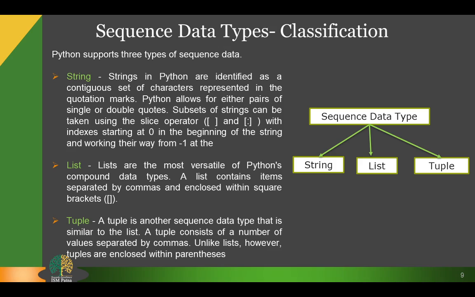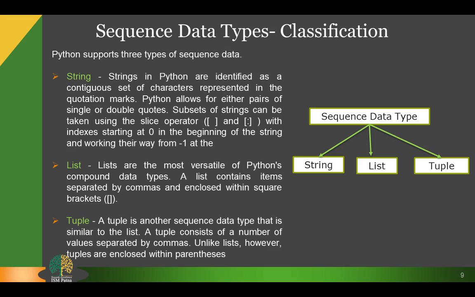What is a string? A string in Python is identified as a continuous set of characters represented in quotation marks. We can use either single quotes or double quotes. Python supports both quotation marks to allow a string data type. Python gives you a platform on which you can define your string using either a sentence or a paragraph. Both are supported.